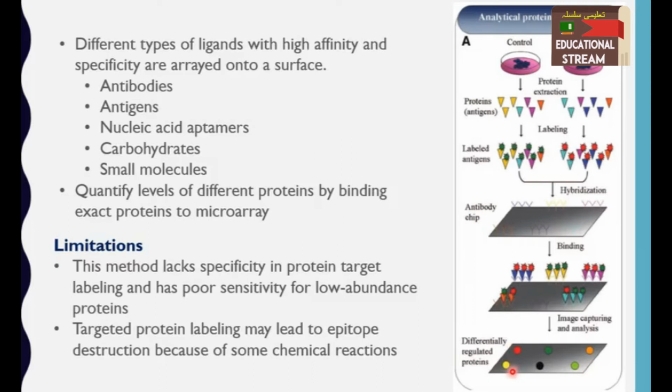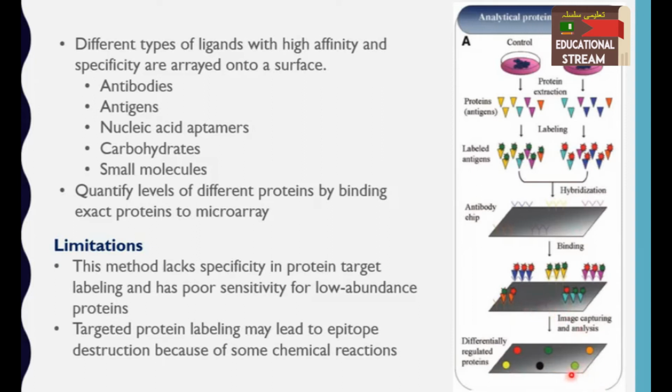So it is giving the yellow color. Yellow color will show that the proteins are in equal concentration, equal amount. And when there is black color, it means that there is no binding of protein to these antibodies. So no control or sample protein has bound to it.